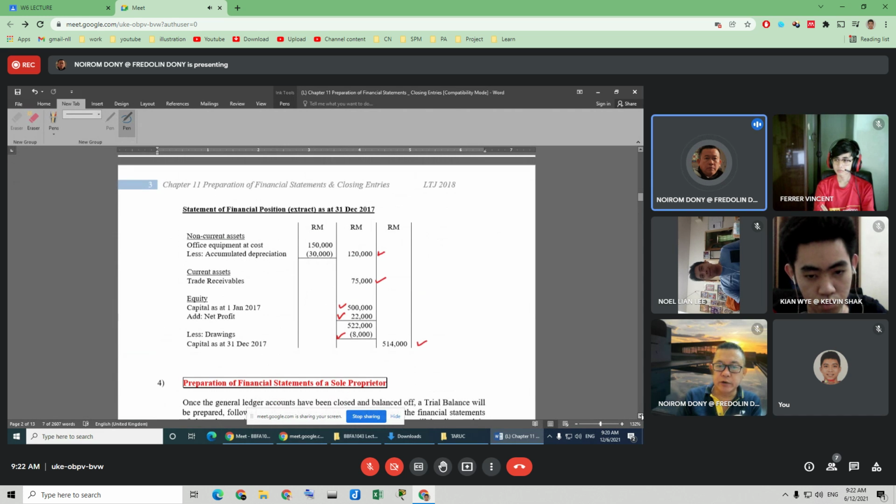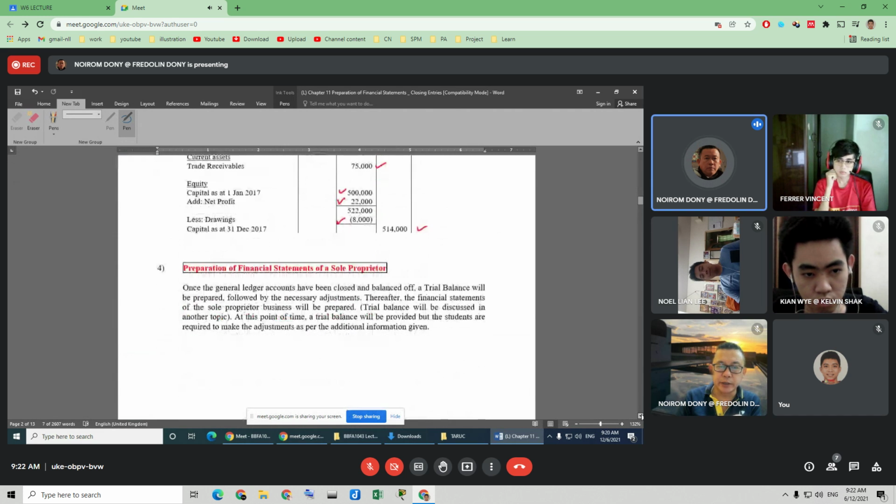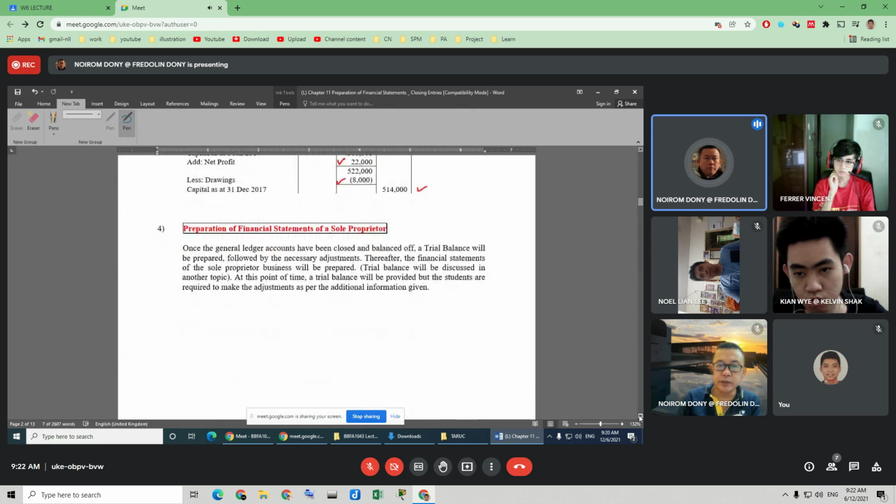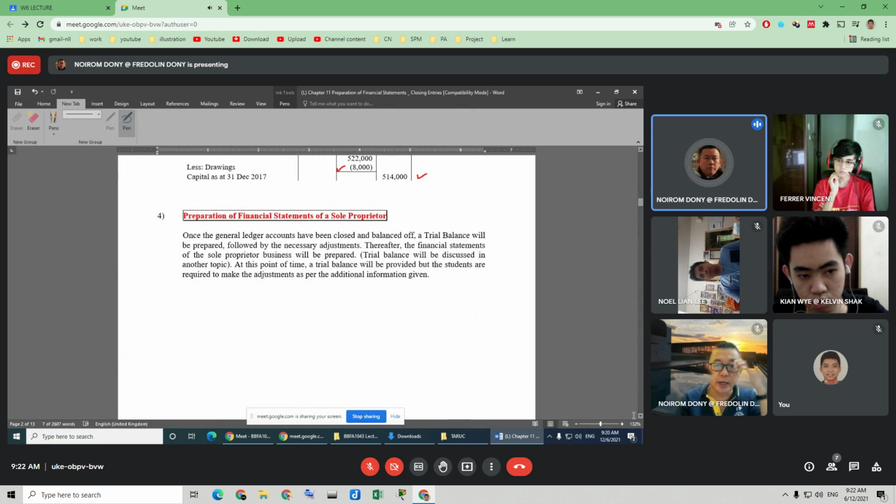Now, preparation of financial statement of sole proprietor. Once the general ledger accounts have been closed off and balanced off, a trial balance will be prepared, followed by necessary adjustments. For the trial balance, we have to prepare a list of all the debit items and credit items accordingly, just to check the arithmetic accuracy.